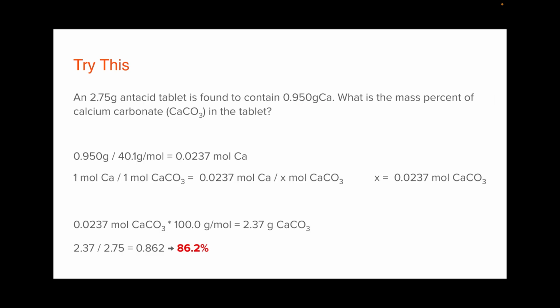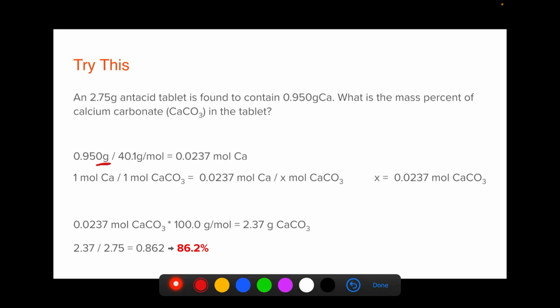Welcome back. You'll see that I started by converting my mass of calcium to moles of calcium. And now I know that since every one calcium carbonate contains one calcium, I have a 1-to-1 ratio. So if I have 0.0237 moles of calcium, I must also have 0.0237 moles of calcium carbonate. You'll see that I set that up in this step here as a proportion. You can also just do it in your head since you know it's a 1-to-1 ratio.